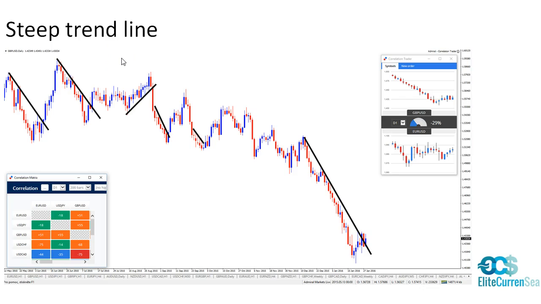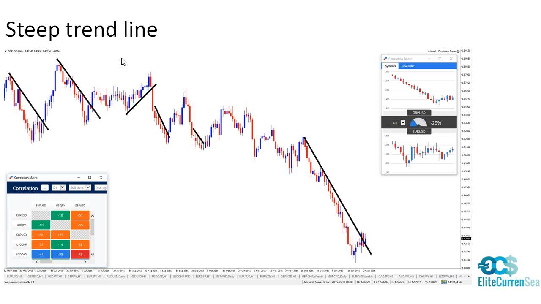Basically, a steeper trend line has an angle of 45 degrees or more, and we're looking at about a chart with 150 to 200 candles on it, because of course, fewer or more candles changes the angle of the trend line. So we're looking at a chart roughly like this, and if you have a trend line with an angle that's more than 45 degrees, well then it's a steep trend line.